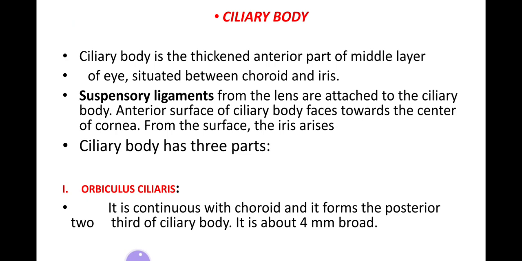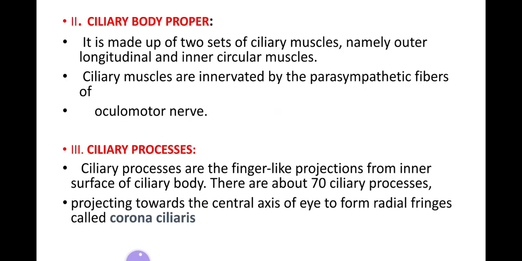Ciliary body has three parts. Number 1, orbicularis ciliaris. It is continuous with the choroid and it forms the posterior 2/3 of the ciliary body. It is about 4 mm broad. Then ciliary body proper, second part. It is made up of two ciliary muscles, mainly the outer longitudinal and inner circular muscles. These muscles play an important role in accommodation of the eye. Ciliary muscles are innervated by the parasympathetic fibers of the third cranial nerve, that is the oculomotor nerve.